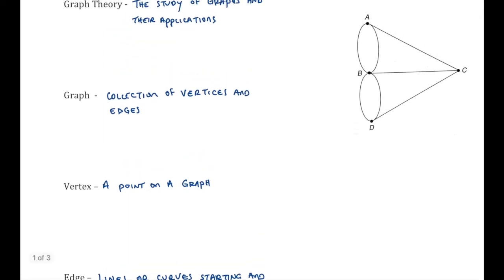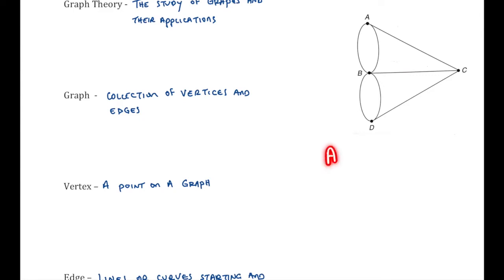Now back to our graph, we have a number of different edges. We have an edge between A and B. So AB is one edge. We have actually a separate edge between AB. We've got an edge between BD, an edge between AC, an edge between BC, and an edge between DC. So in total we have 1, 2, 3, 4, 5, 6, 7 different edges.